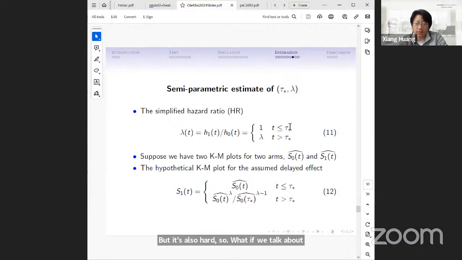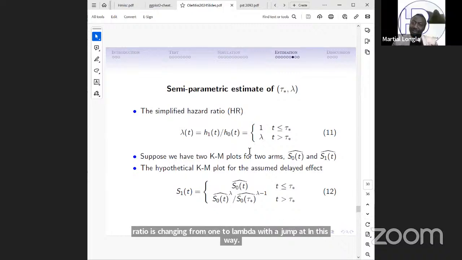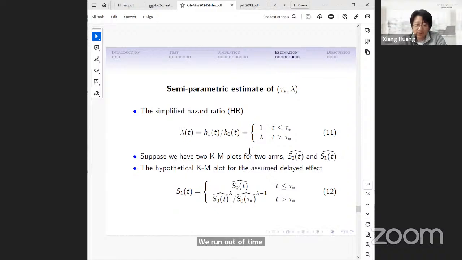There is no transition period, just a transition time, tau star. In this way, the hazard ratio changes from 1 to lambda with a jump at tau star. I almost done, sorry, about 3 minutes. If we have the KM plots of the two arms, we can write out their survival functions as S0(t) and S1(t).